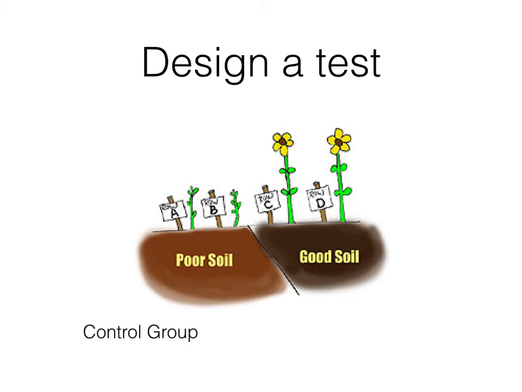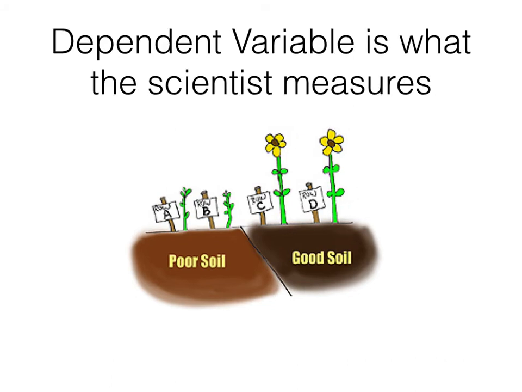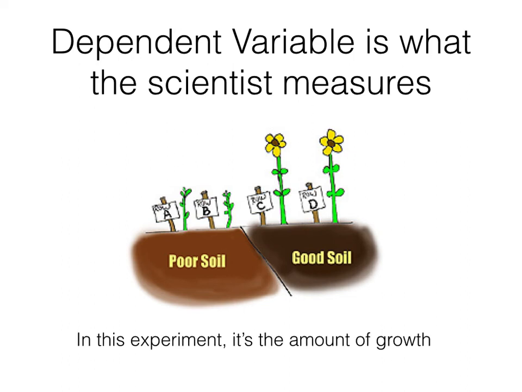The other group will be our experimental group. This group gets the rich soil full of nutrients that the plant needs to grow especially well. We will grow these flowers for 2 weeks under these conditions. Now we need to figure out how to measure the differences between the two groups. In this case, we can use plant growth to determine the effect of soil quality.